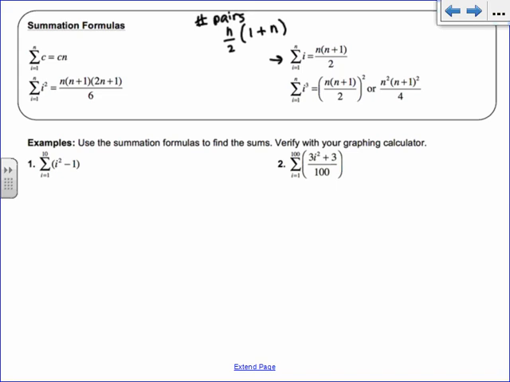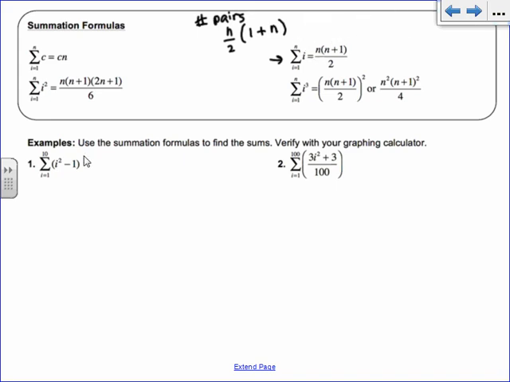Okay, so you should already know this formula right here. It's saying if I'm summing up all of the digits, starting with i equals 1 to n, well, what does that mean? It means 1 plus 2 plus 3, all the way to n, right? That's what it's saying. So we already know that formula.